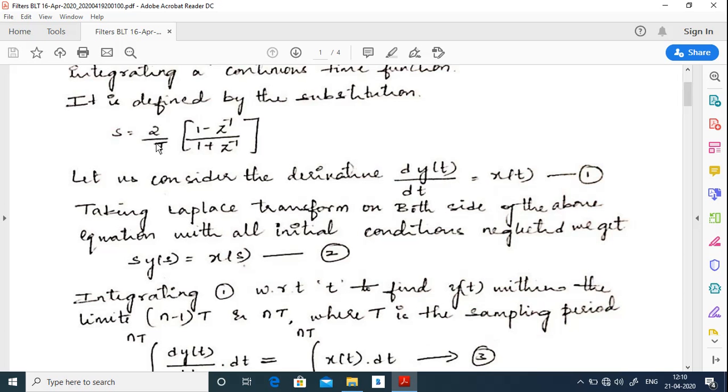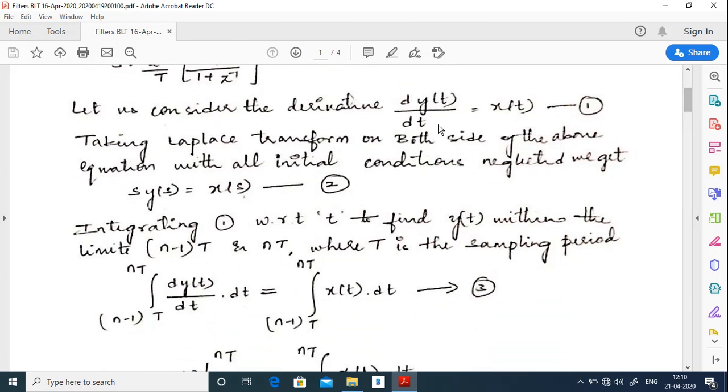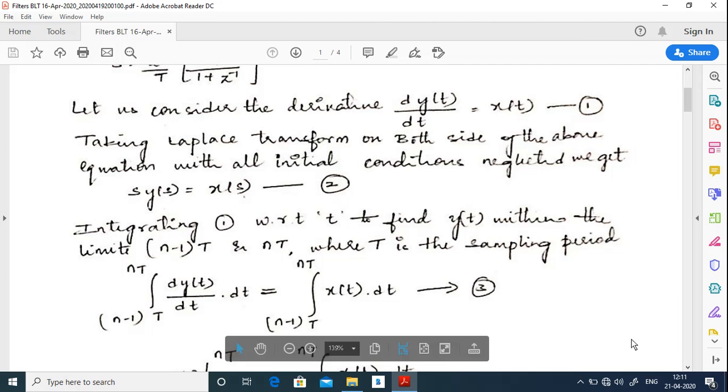Now let us see how we arrived at this. Let us consider a derivative given by dy(t)/dt equal to x(t). Let me call that equation number 1. I'll apply Laplace transformation on both sides. The Laplace transformation of dy(t)/dt is equal to s times Y(s). Similarly, the Laplace transformation of x(t) is given by X(s). I call this equation number 2.